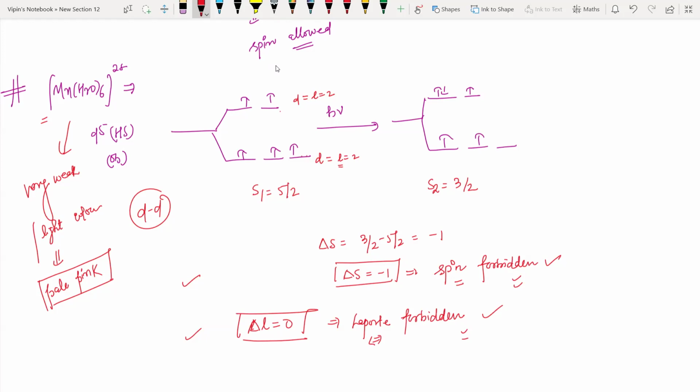This is because of the relaxation in the Laporte selection rule and spin selection rule. These rules are strictly valid only under a particular condition, not in all conditions. If a complex does not follow that particular condition, then there will be relaxation in the Laporte selection rule, right?